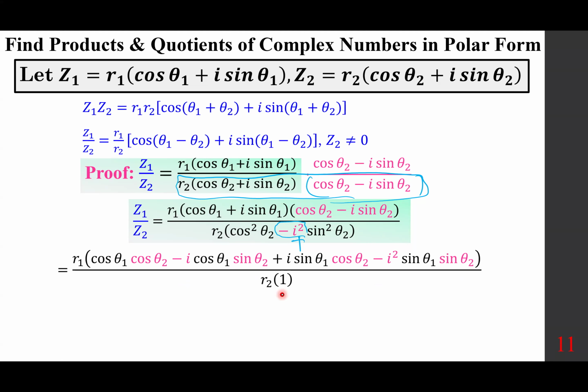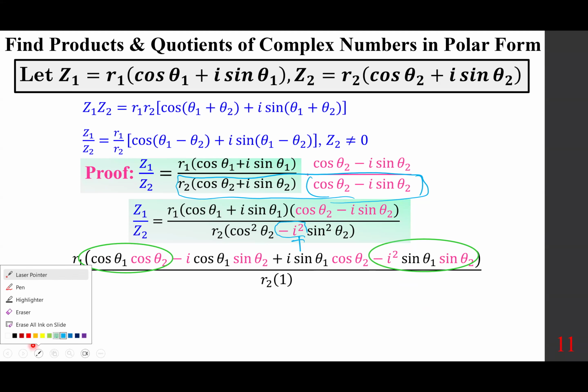What happens here, we're going to combine these two. And how do we combine that? Minus I squared changes to plus, right? Because I squared is minus, minus times minus is plus. So we are looking at this piece, cosine theta 1, cosine theta 2, plus sine theta 1, sine theta 2, when you combine these two.